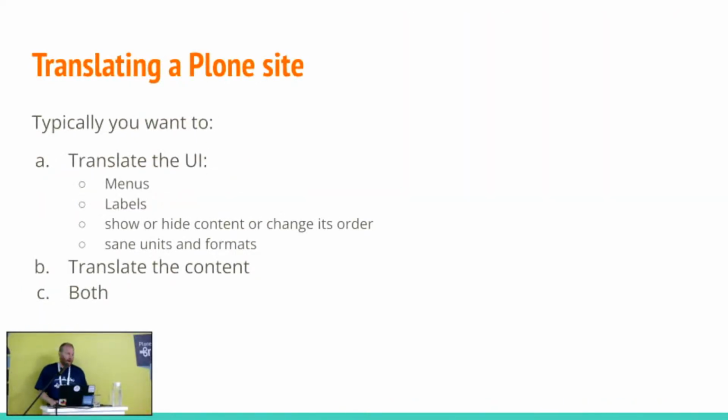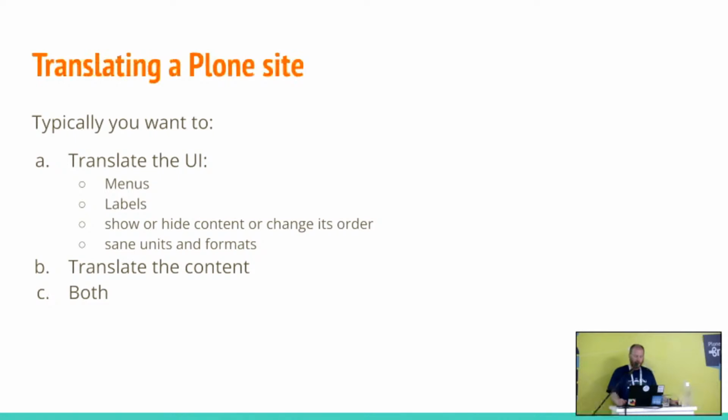Okay, so I think most of us here need to regularly translate Plone sites. And typically, we have several use cases. One of them is translating the UI, like, for instance, the menus or labels on different parts of the template. Show or hide content or change the order where they show up. And sometimes we need to deal with the same units and formats and not like the ones they use in that special country in the north. Also, when translating a site, you want to translate the actual content that editors are putting on the site, and sometimes you need to do both.